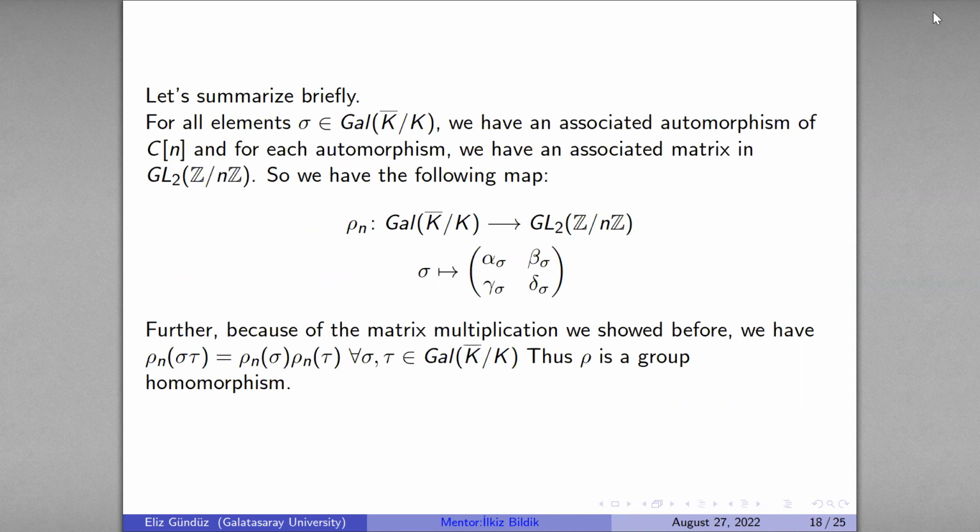And to summarize, we took an element in the Galois group. So we have an associated automorphism of Cn. And for each automorphism, we have an associated matrix in GL2. So we have the following map. And we calculate the matrix multiplication. So this shows that this is equal to this. So this equation gives us that rho is a group homomorphism.